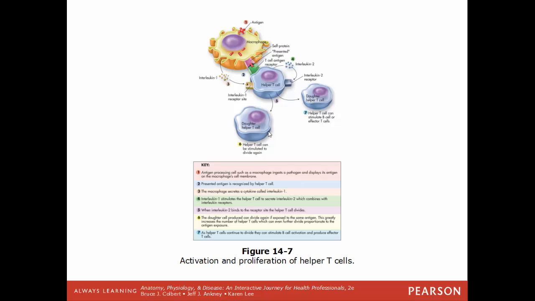And as these helper Ts are being produced more and more, they can stimulate the B cells, which we'll talk about in a few minutes, that will actually secrete and produce the antibodies. But if this one piece isn't here, you don't get the lymphocyte activation, you don't get B cell activation, you don't get antibodies being produced. So this is the key player in your entire immune system here, the helper T cell.